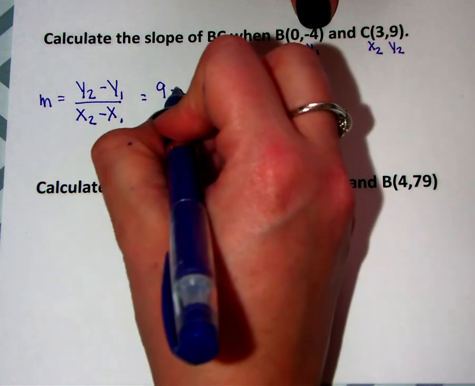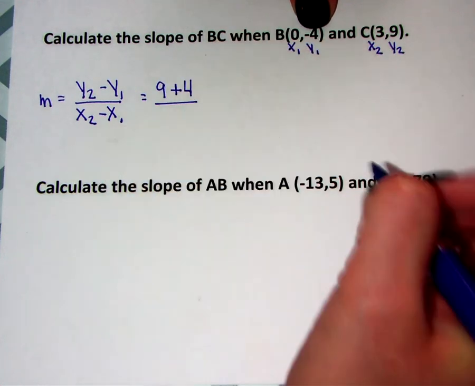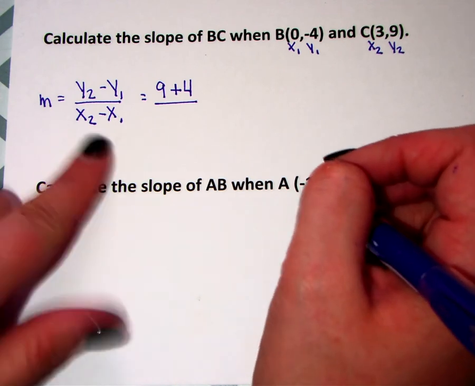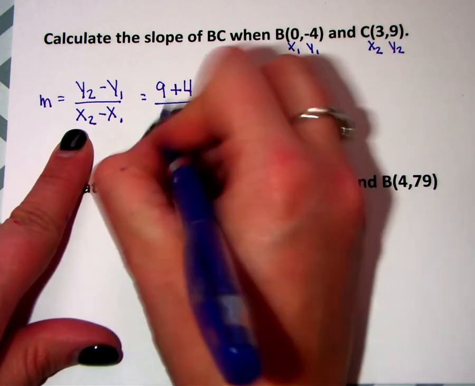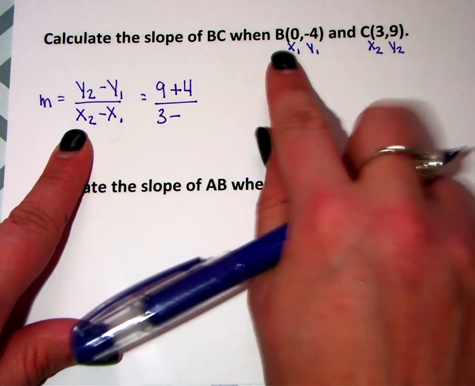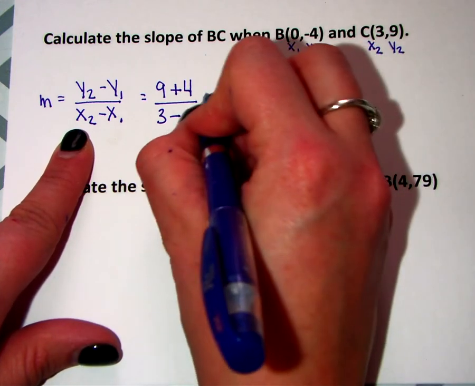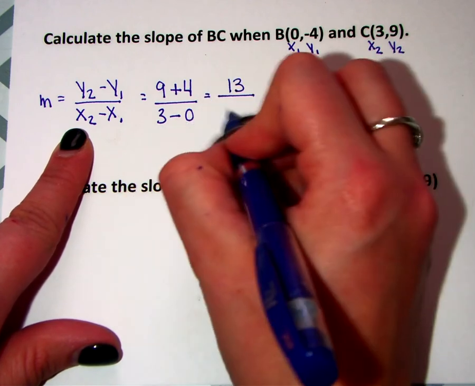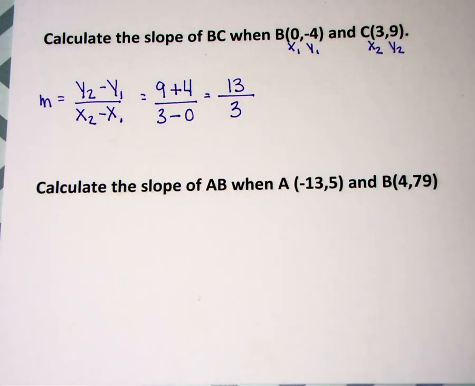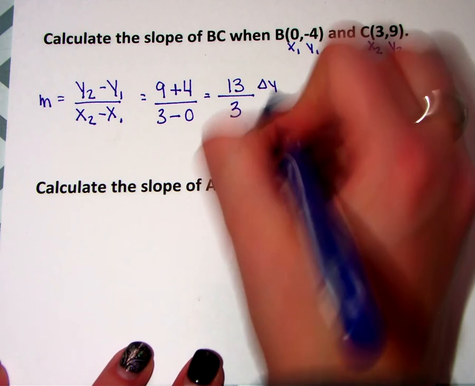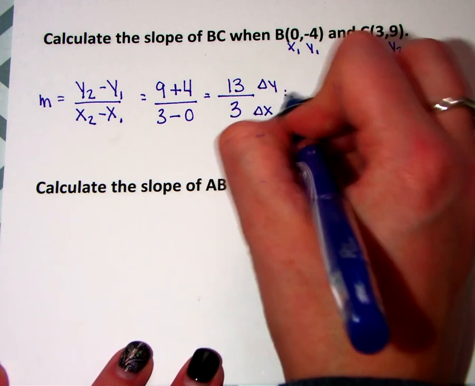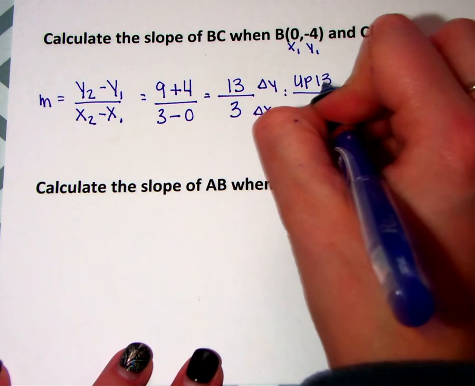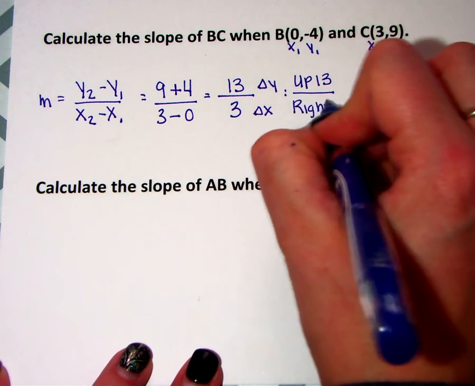So I'm going to change my negative to a positive. 9 minus negative 4 is the same as 9 plus 4. My x2 value is 3 minus my x1 value, which is 0. 9 plus 4 is 13. 3 minus 0 is 3. So again, this is change in y, change in x. Using our terminology, a positive 13 means I go up 13 and right 3.